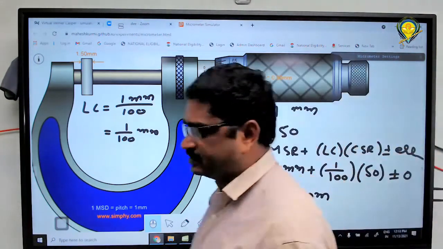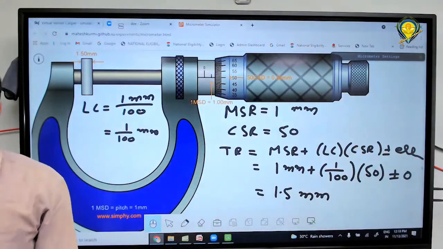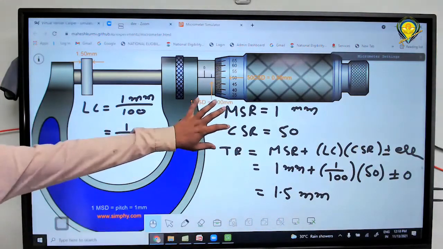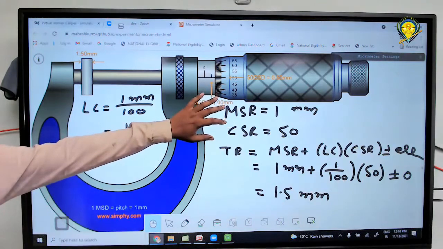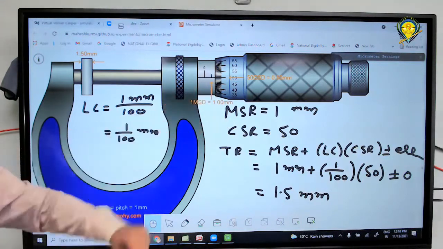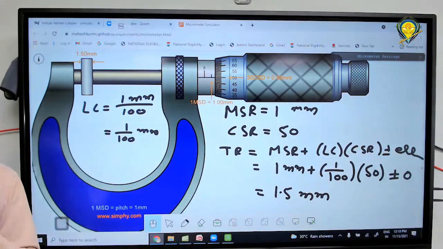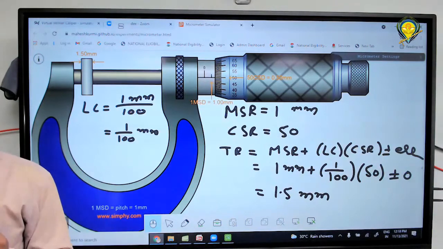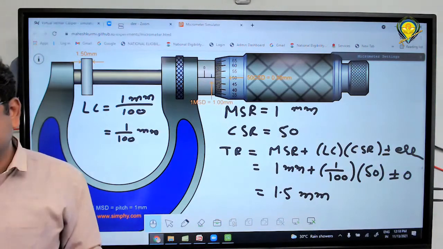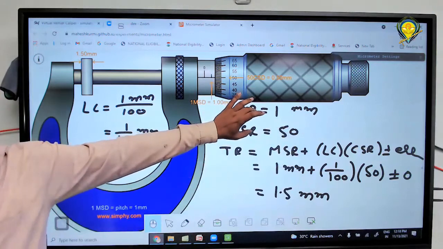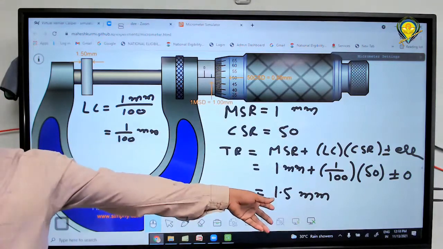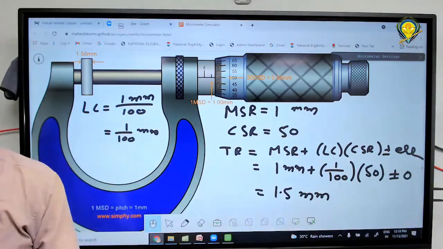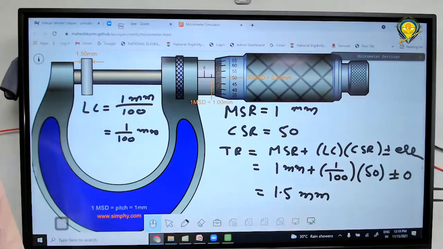So this is the process to measure the total reading with the help of a screw gauge. We only need to note two values: one is the main scale reading, and the other is the circular scale reading. Just substitute those values in the basic equation, then you will get the answer. Is the total reading clear? Can I go to the next one?